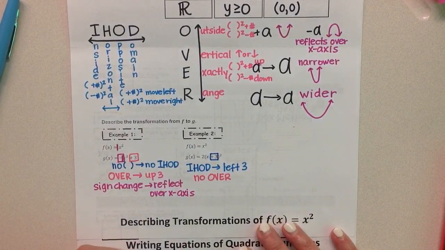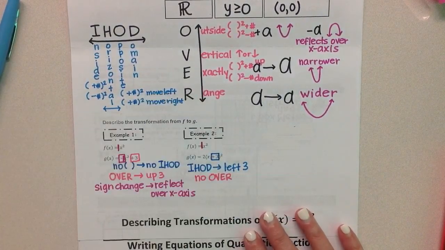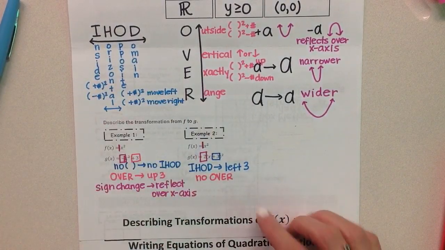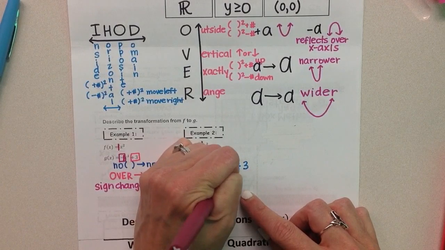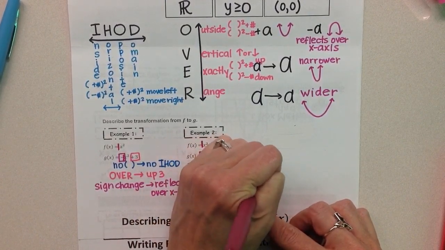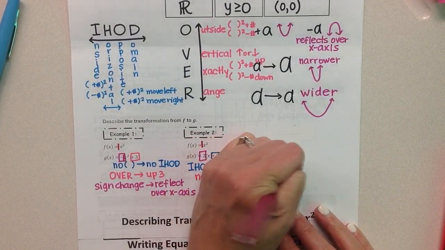And now I'm going to look at the A coefficient. Remember, it started off as a 1, and now it is a 2. Well, there was no sign change, which tells me there is no reflection.